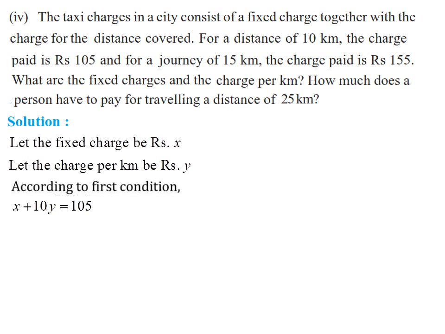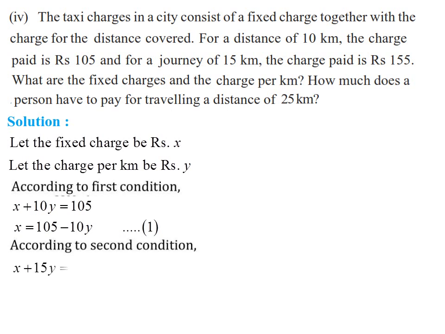Now from the first equation, keeping x on the left hand side and taking all values towards the right hand side, I will get x equals 105 minus 10y, and that will become my first equation. Now according to the second condition, for the 15 km journey, the equation will become x plus 15y equals 155. That will become my second equation.